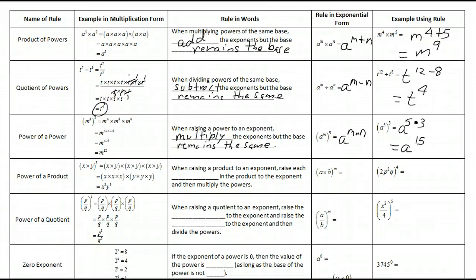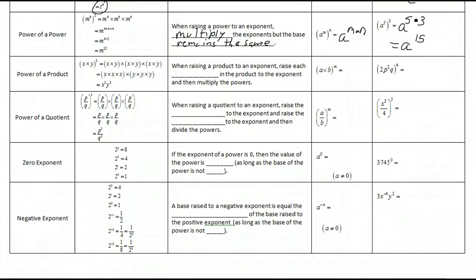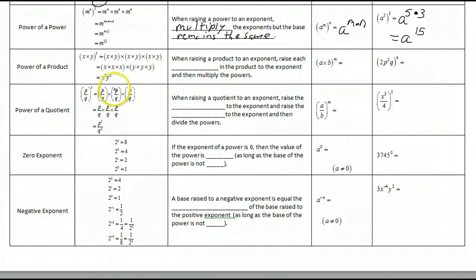Okay, let's move down a bit. Power of a product. Okay, so I have a product here. x times y is that product. If I cube it, I get x times y times x times y times x times y. Grouping these, we get x times x times x times y times y times y, or x cubed times y cubed.